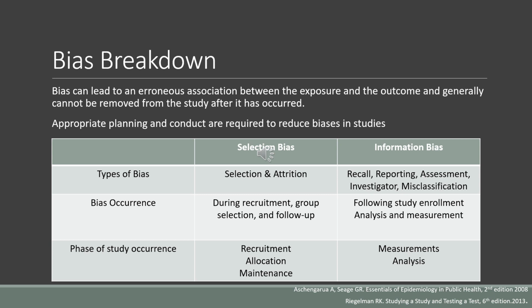So the types of bias we've looked at are selection and attrition bias under the selection bias umbrella, and recall, reporting, assessment, investigator, and misclassification biases under the information bias umbrella. Selection biases tend to occur during recruitment, group selection, and follow-up, whereas information biases tend to occur following study enrollment. And the additional phases are left here as well. This could be a good slide to study for your midterm and for your quiz before class.